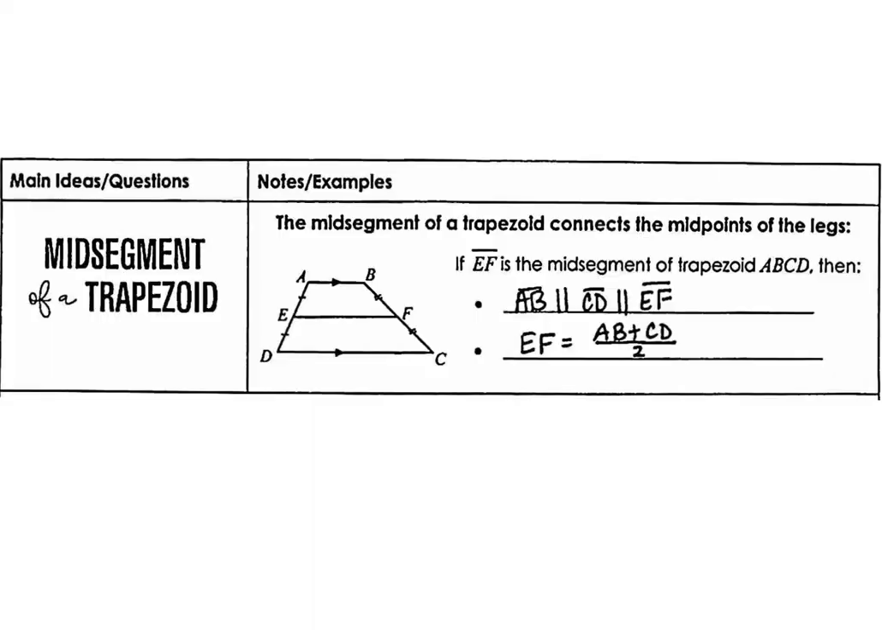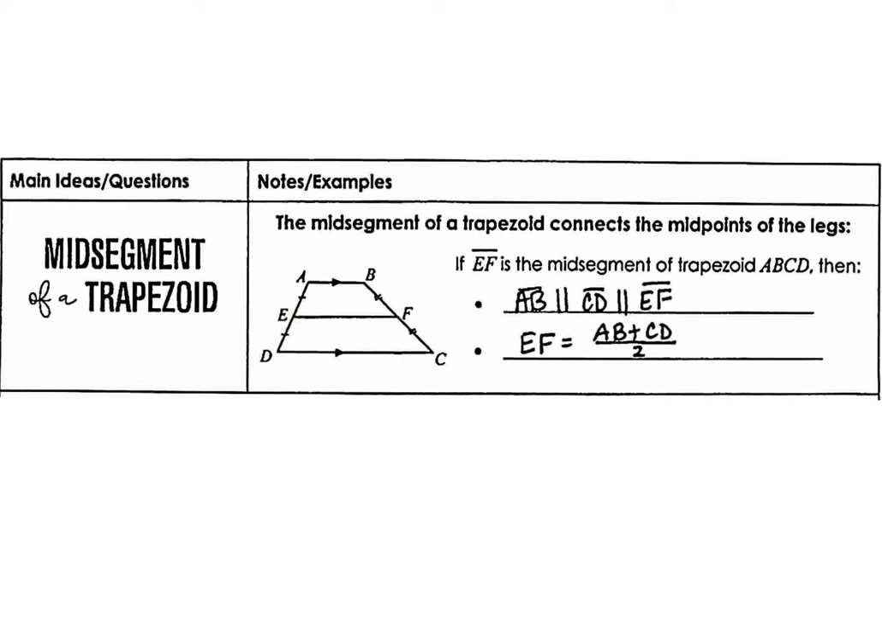The mid-segment of a trapezoid connects the midpoints of the legs, okay? So you have parallel lines. Those are your bases, AB and DC in this particular case. And then you have the midpoint of the legs. So the midpoint E and the midpoint F. E is the midpoint of A to D. F is the midpoint of B to C. And this segment that joins the midpoints is called your mid-segment.